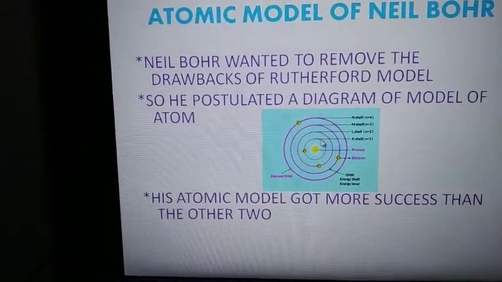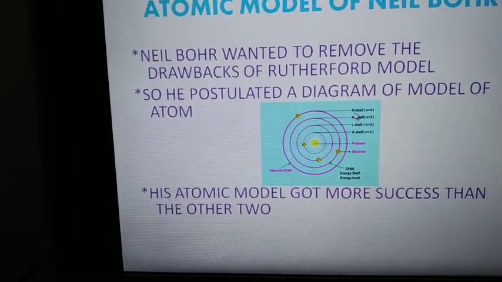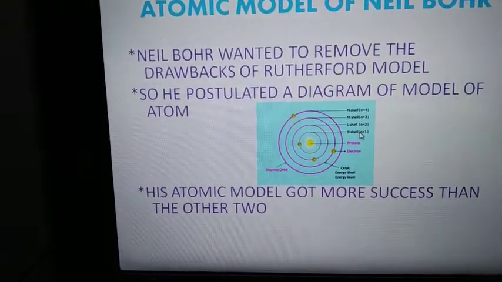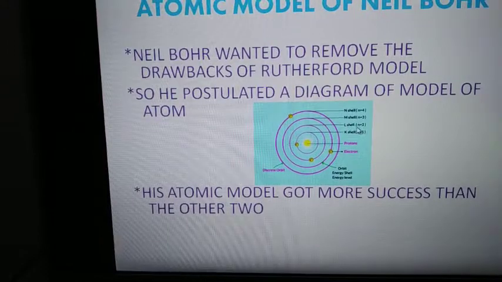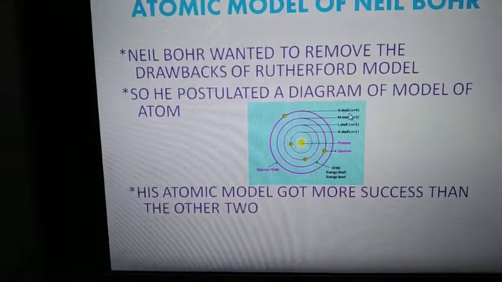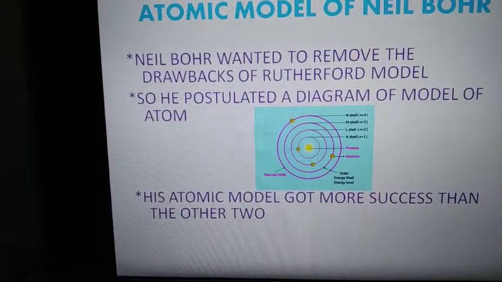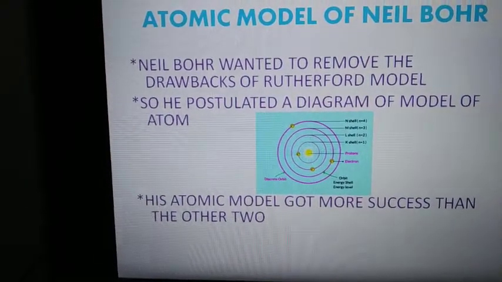He told that the orbits are the K shell, L shell, M shell and N shell, each with an energy level. K shell n is equal to 1, L shell n is equal to 2, M shell n is equal to 3 and N shell n is equal to 4. His atomic model got more success than the other two.